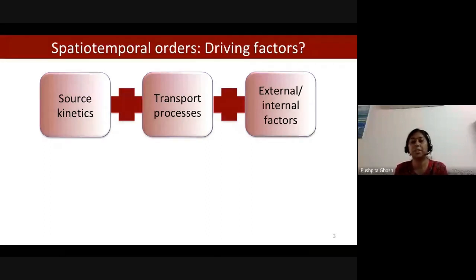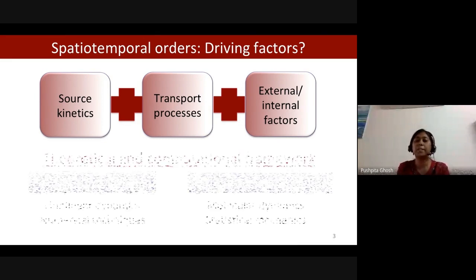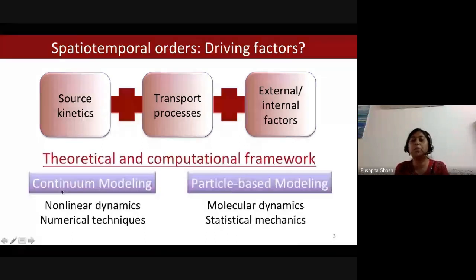Now, being a theoretician, it is advantageous to understand and predict by theoretical formulations, to understand the mechanism of pattern formation by developing models. In most cases, the frameworks we utilize are continuum based modeling or particle based modeling. In the continuum based modeling, we denote the concentration or the density of the species involved in the process in terms of time evolution equations, where we can utilize the tools of nonlinear dynamics to understand the stabilities and to find out whether the system can actually show certain spatial orders or not. And we definitely utilize numerical techniques.